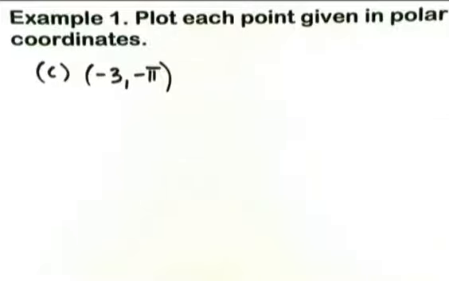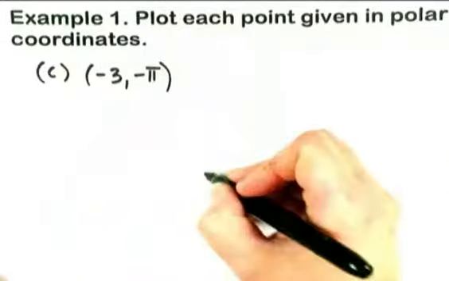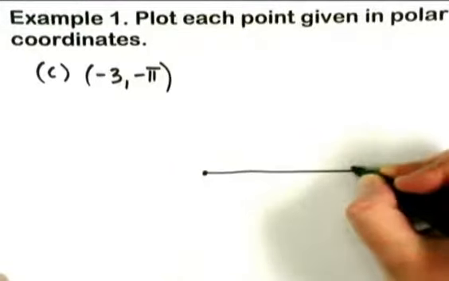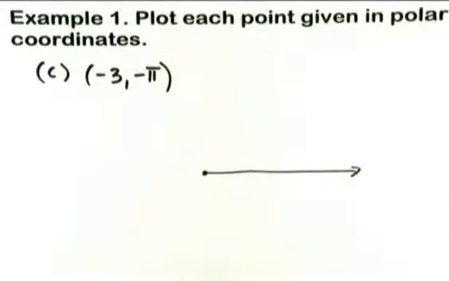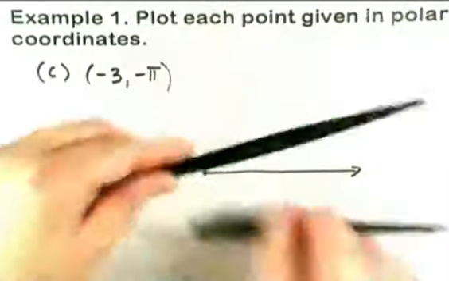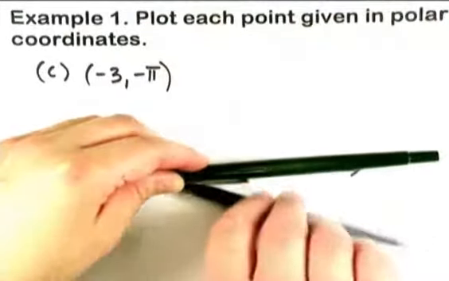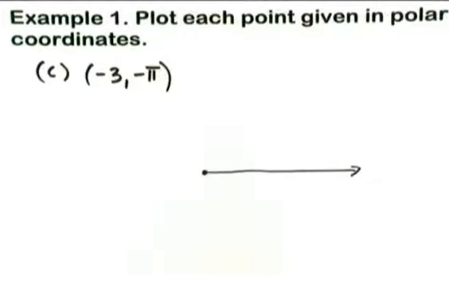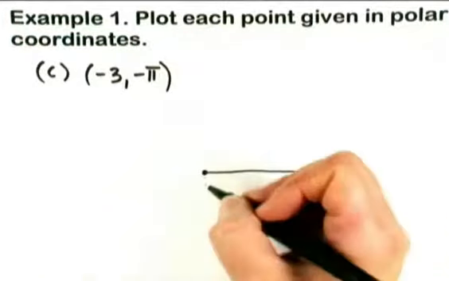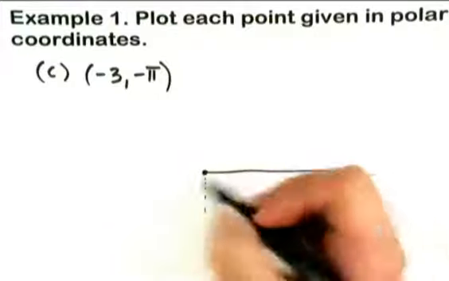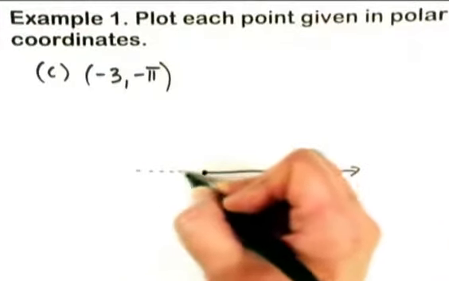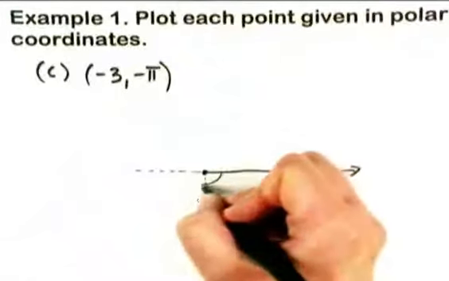Plot each point with these polar coordinates. So we have -3 and -pi. So we have the pole, we have the polar axis, and now we need to find the angle -pi. Negative, we are opening in the negative direction. The positive direction is this way. Negative direction, we keep opening the bottom way. So this goes in the negative direction. So half pi or 90 degrees, and pi we know is 180 degrees. So the angle -pi is right here.